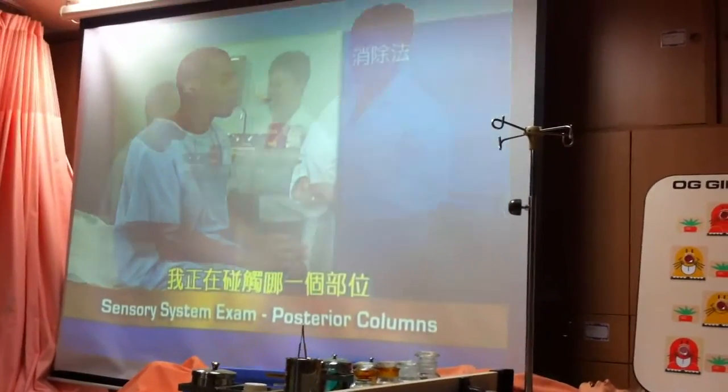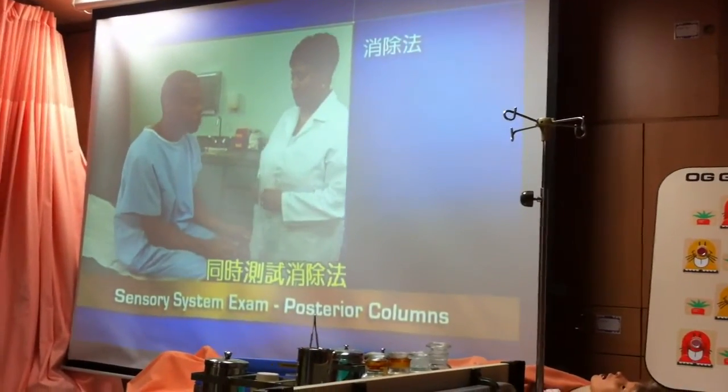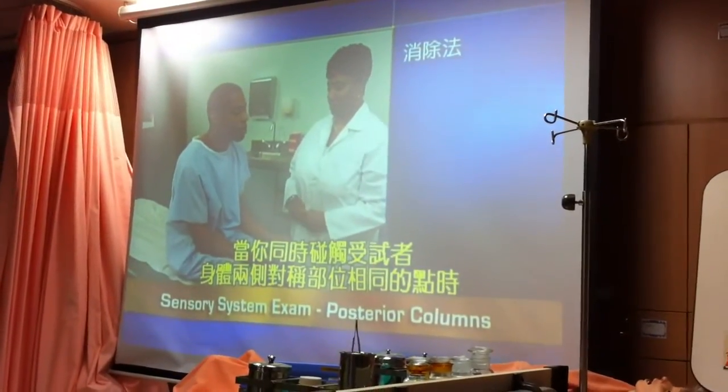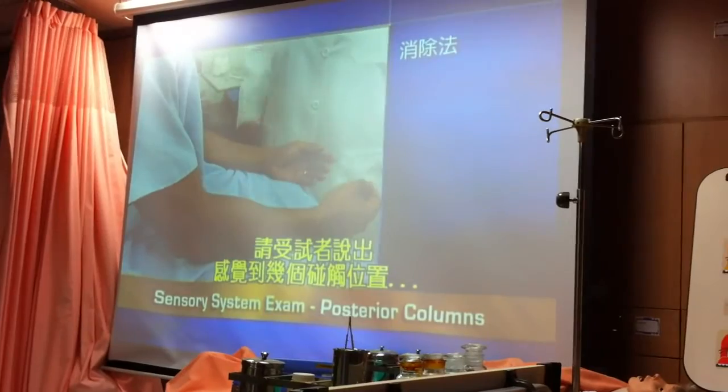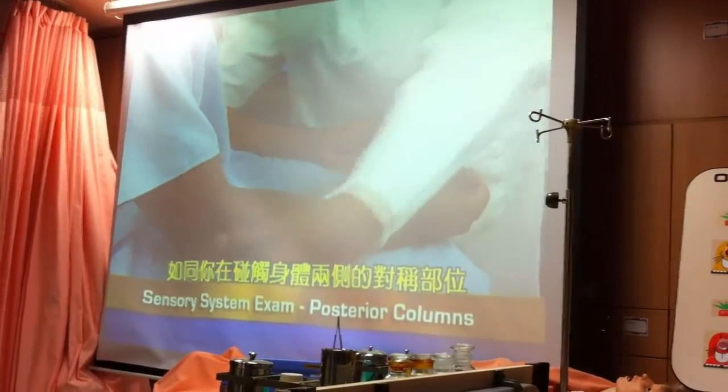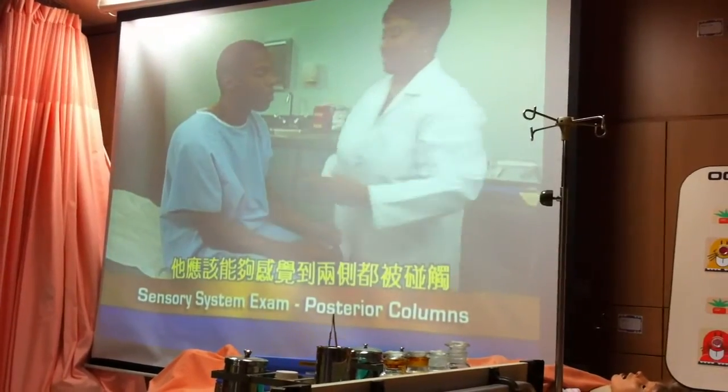I need for you to tell me where I just touched. Also test extinction. To do this, ask the person to state how many sensations he feels and where he feels it, as you simultaneously touch both sides of his body at the same point. Normally, he can feel both sensations.